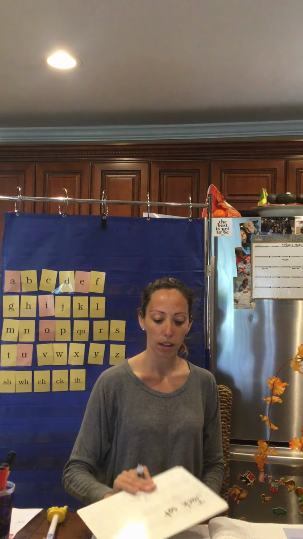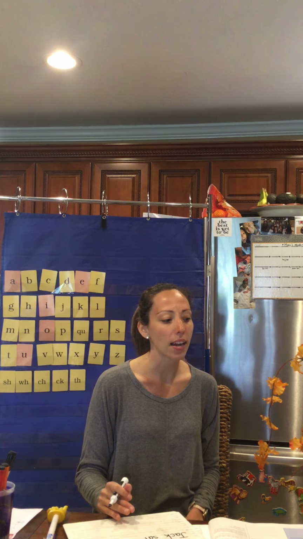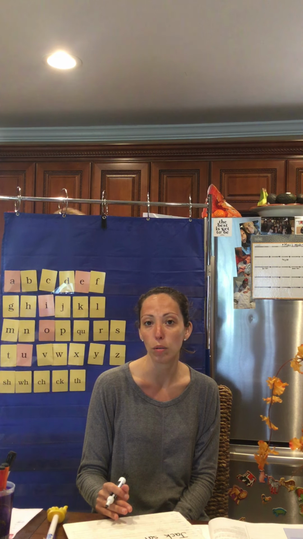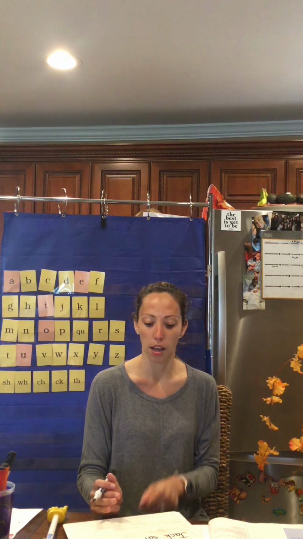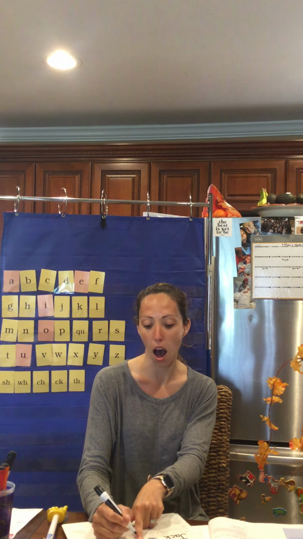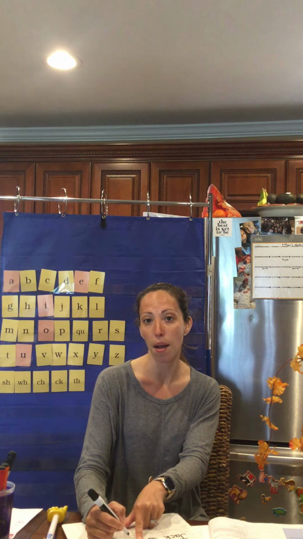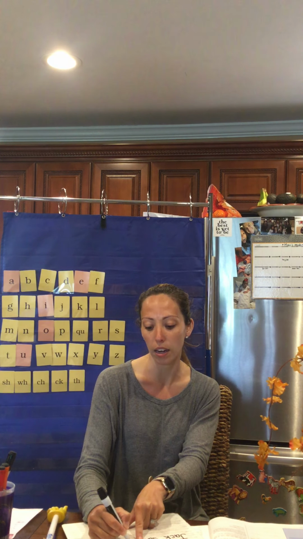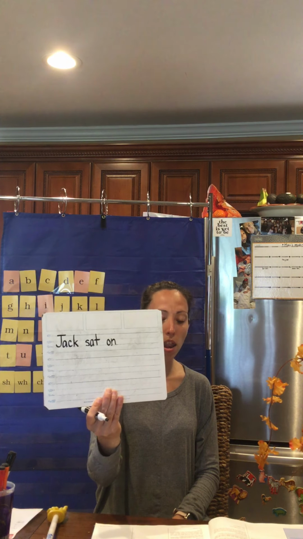Next word is on. On. So that is not one of our trick words, but it's easy to tap out the sounds of it. So, ah, ah, mm. So again, finger space after sat. So ah, ah, oh. My mouth is open with that sound. So it's an N, very good. Okay, so Jack sat on.